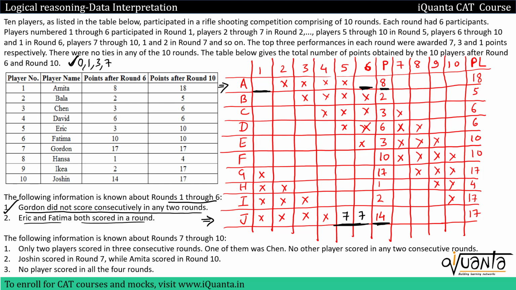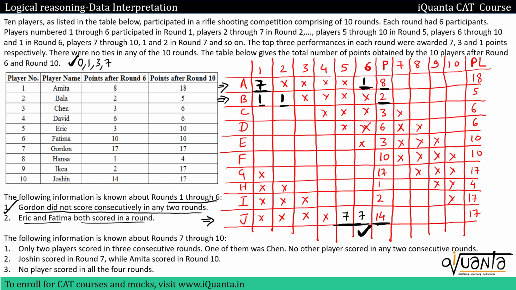We were given that there will be no tie in any round. We can see that Joshin has already scored 7 points in round 6. So Amita cannot score 7 points in round 6. She will score 1 point over here and she will score 7 points in the first round. After that, if we come to Bala, he is scoring only in round 1 and round 2, and the total of his points till round 6 is 2. So definitely that is possible when he scores 1 point in rounds 1 and 2.